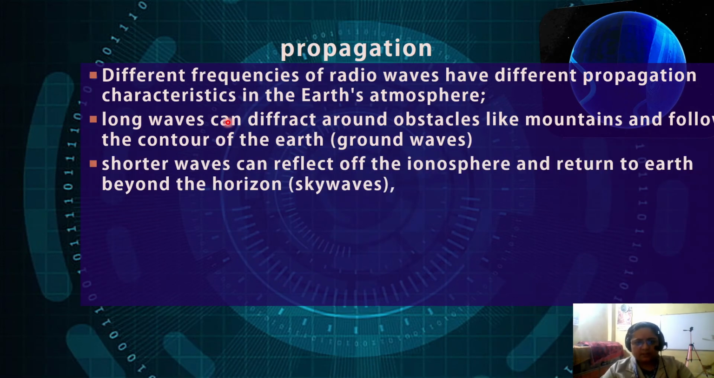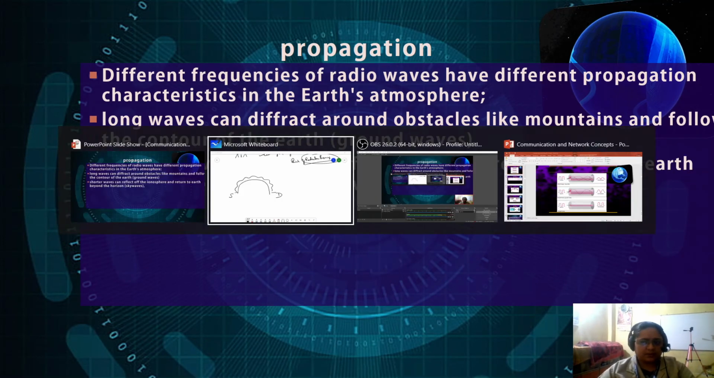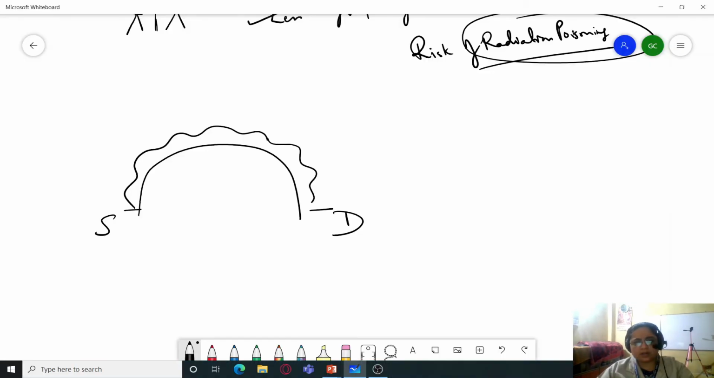Shorter waves can reflect off the ionosphere and return to earth beyond the horizon in the form of sky waves. That is, waves with slightly higher frequency than the very low and low frequency waves.